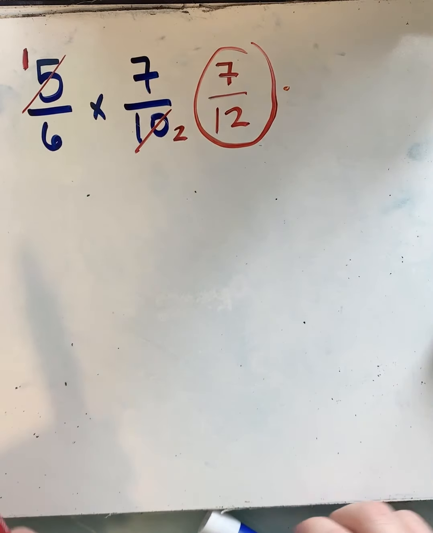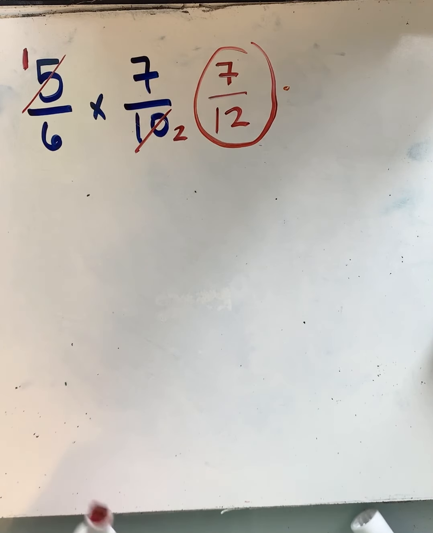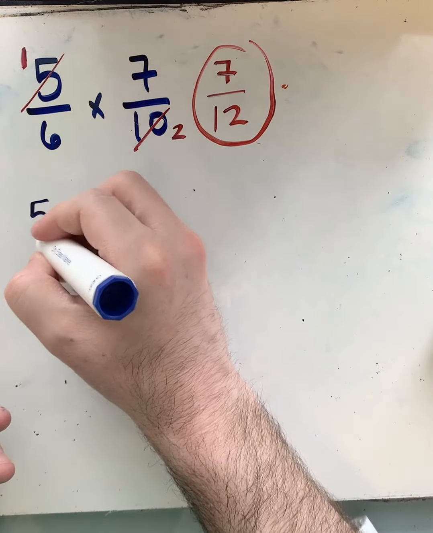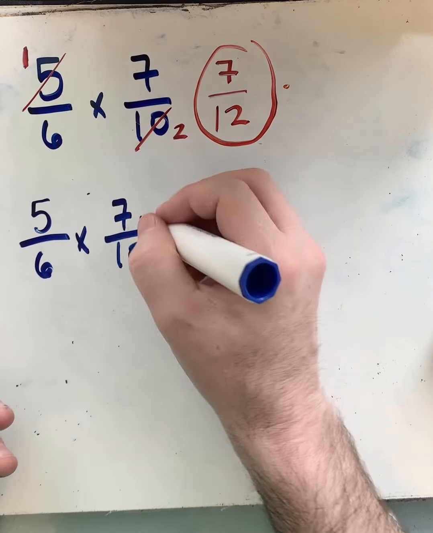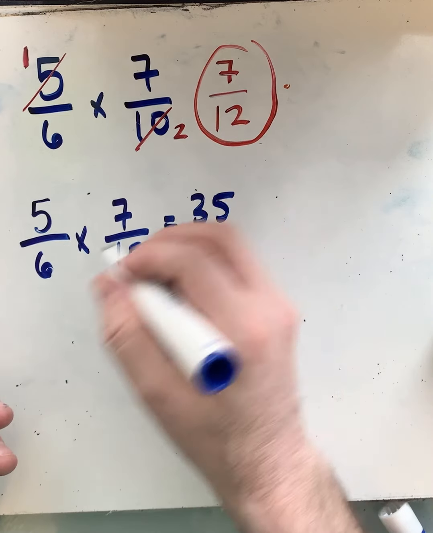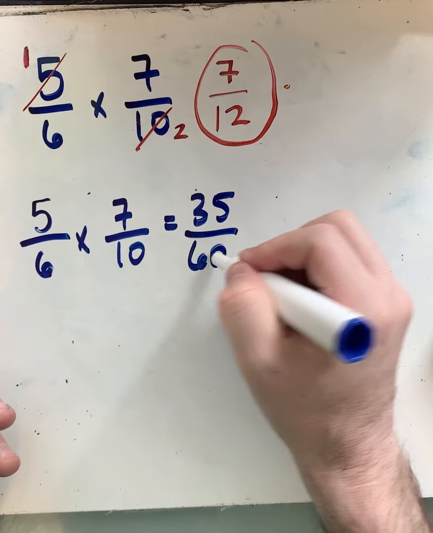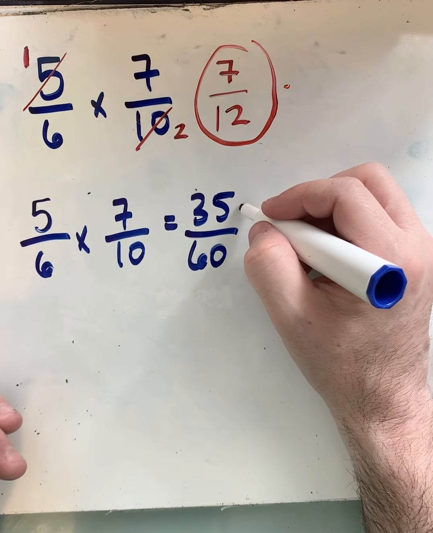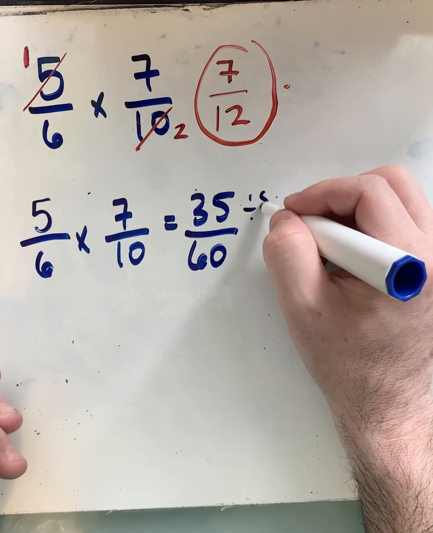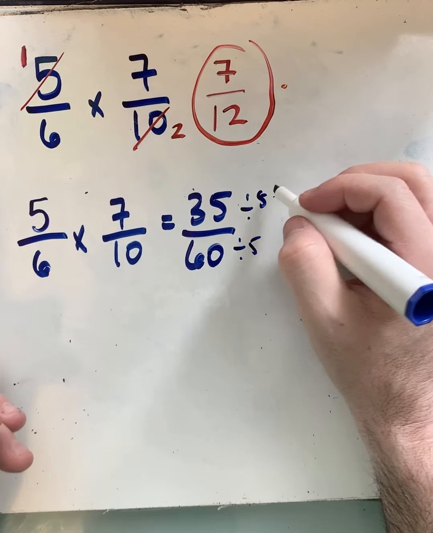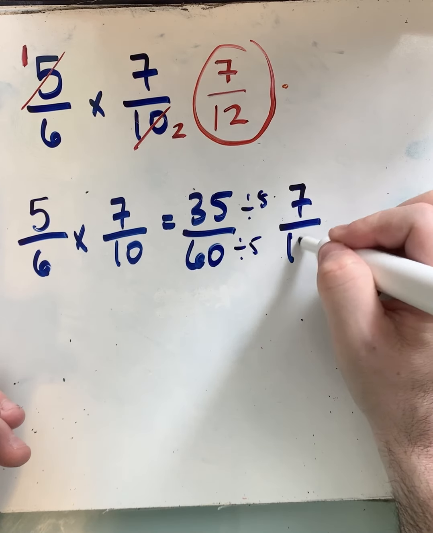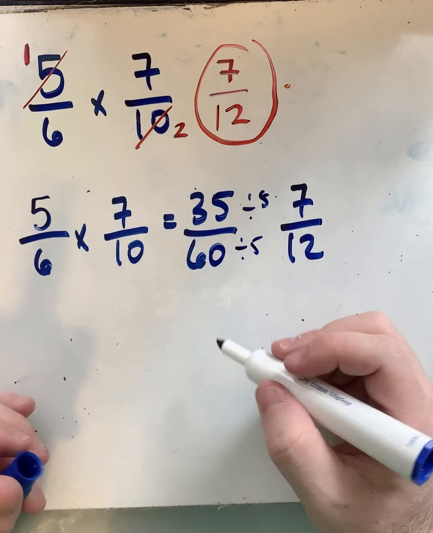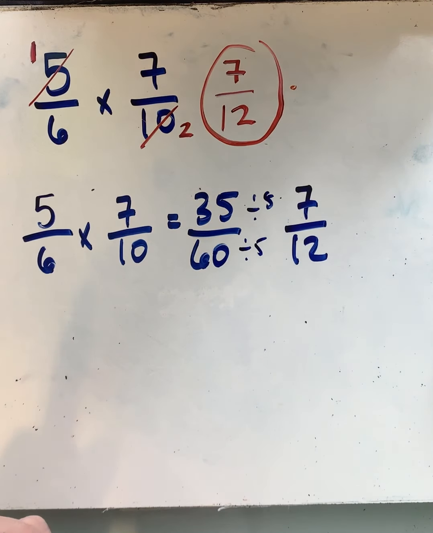And just to show you that the cancel out method is fine to do, if I were to just do the question itself all over again, 5 times 7 is 35. 6 times 10 is 60. I can divide both of these by 5. So 35 divided by 5 is 7. 60 divided by 5 is 12. It's the exact same answer, but I actually did a little bit of work ahead of time to help me out. Let's try another one together.